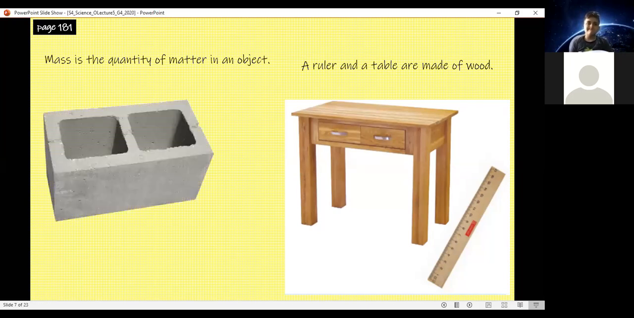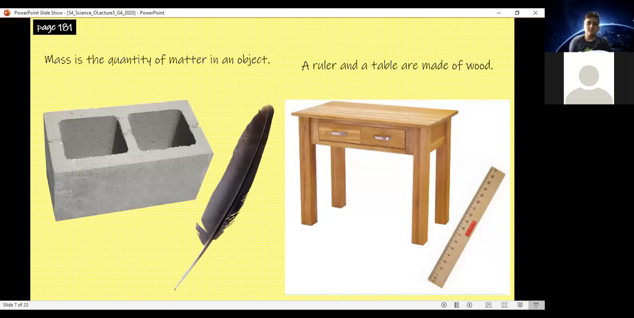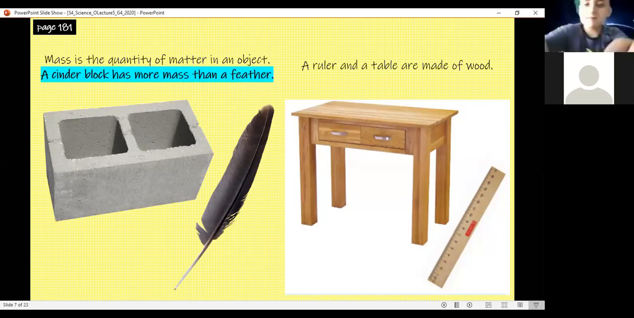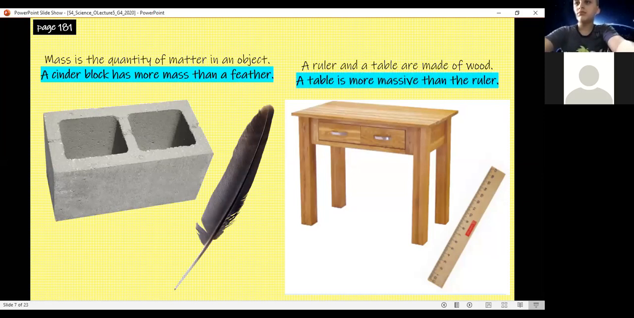Let's look at this block and the feather. What object has more matter in it? The block. So what object has more mass? The block. Let's take a look at the table and the ruler. The table has more mass than the ruler. They are both made of wood, but the table has more wood in it.